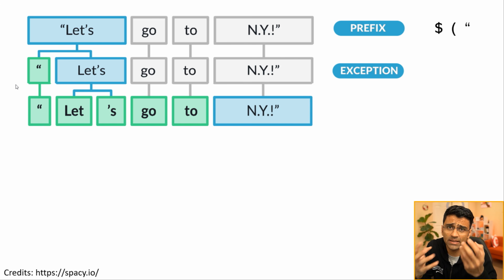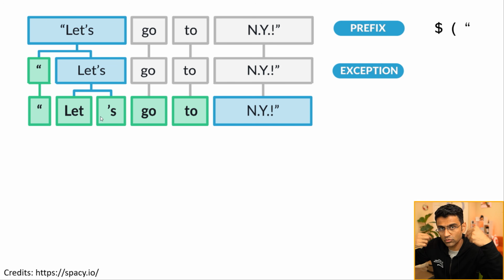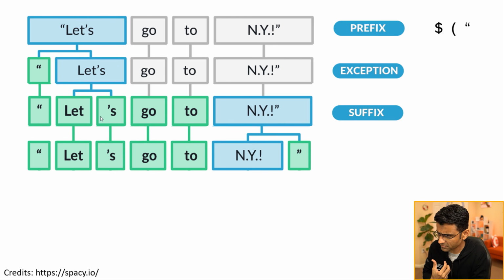Then it looks at exceptions, such as apostrophe s. That is also a separate token. And when you do splitting into these individual components, you will see in later videos that this is very beneficial for doing the language analysis, for building the NLP application.